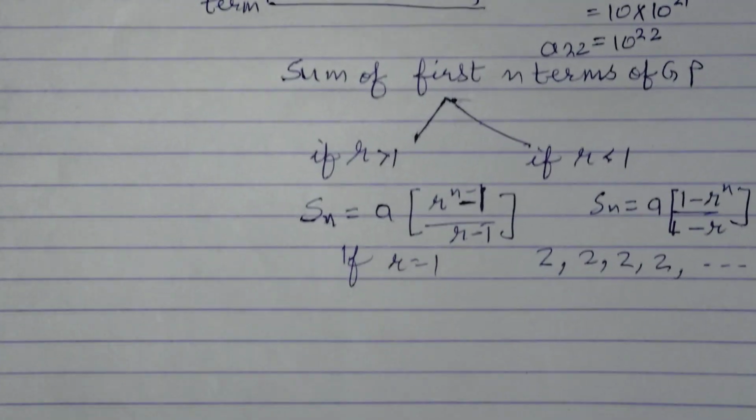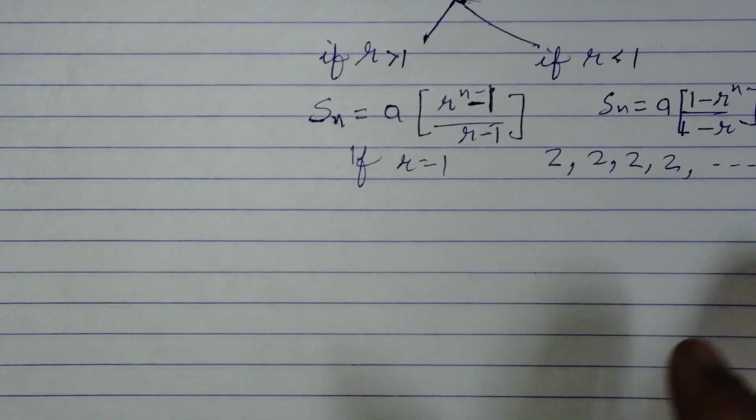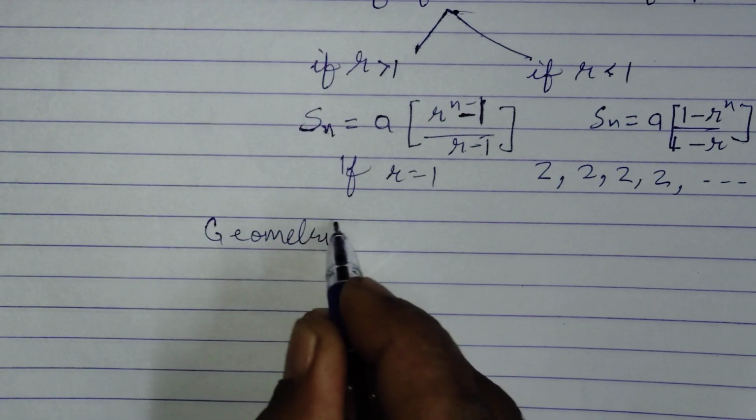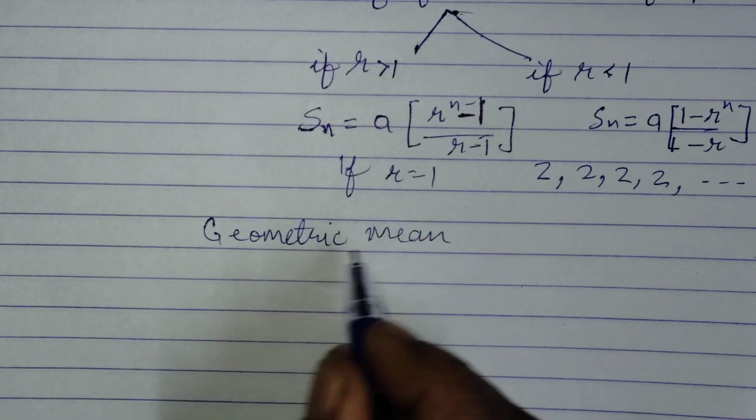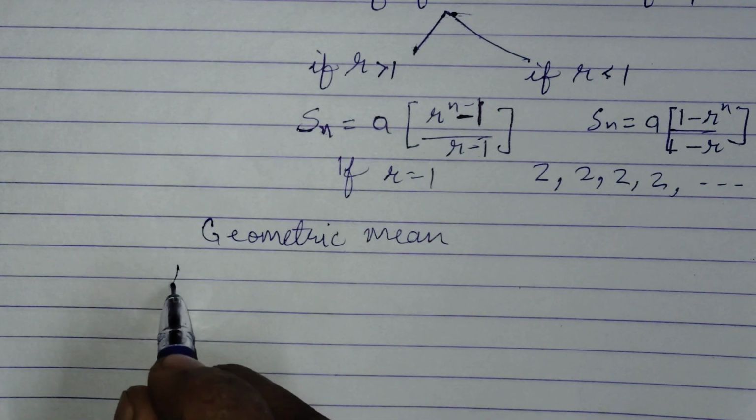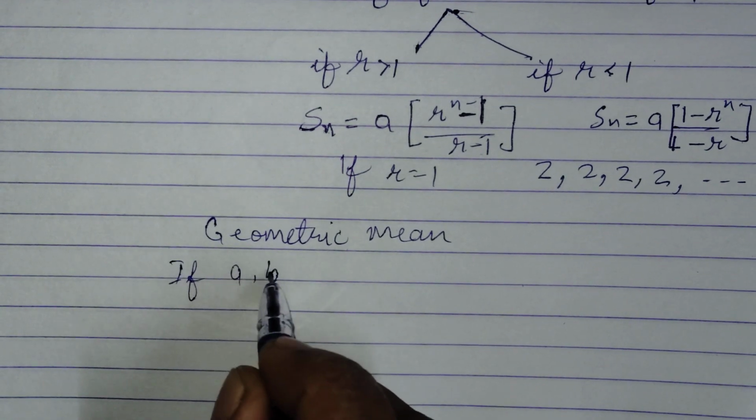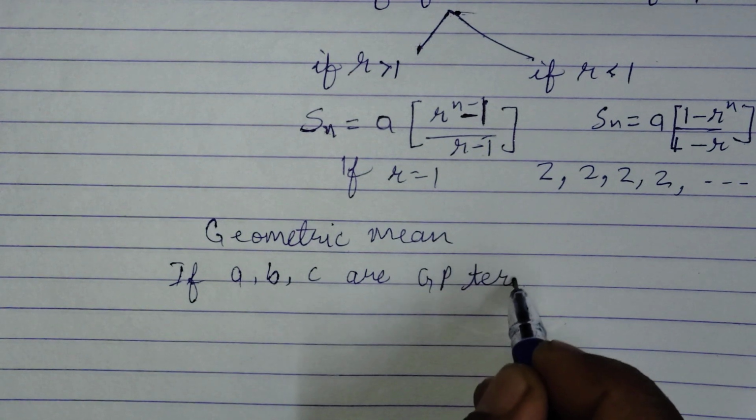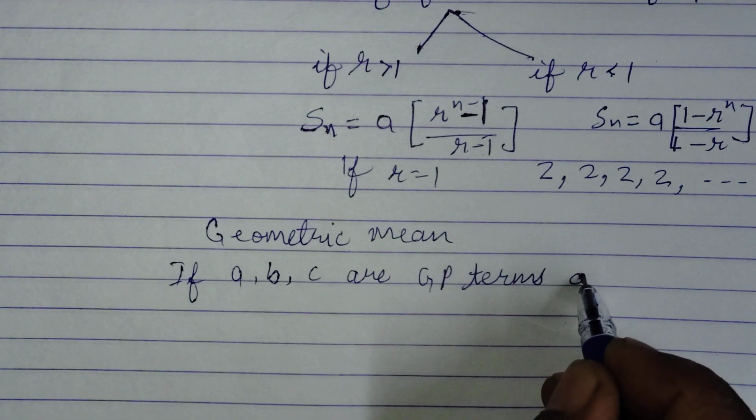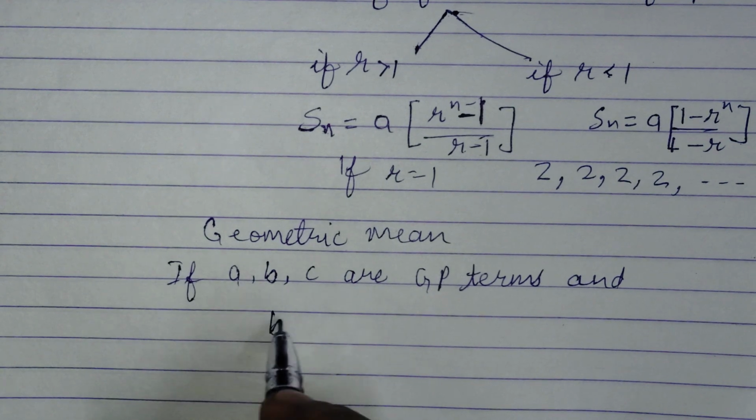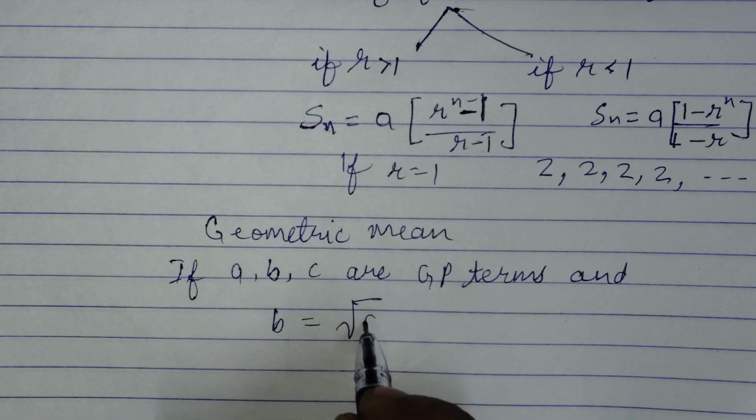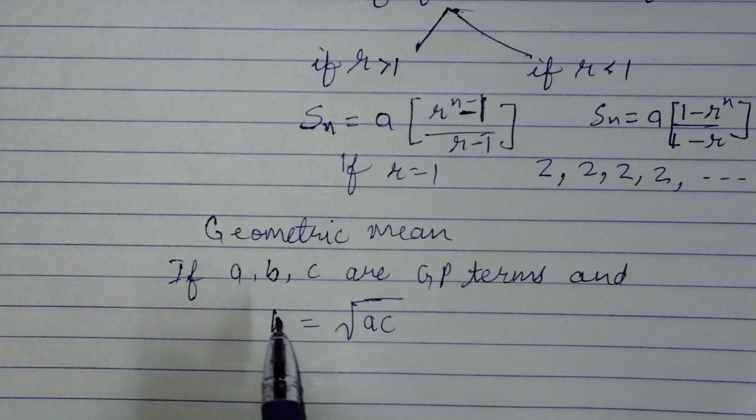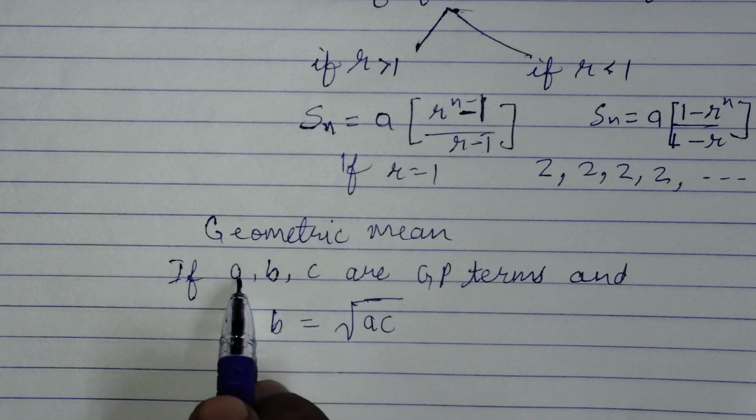So the next important term here is geometric mean. In geometric mean, suppose A, B, C are three GP terms, and we get B equal to square root of A into C. Then B is called the middle of the geometric series A, B, C.